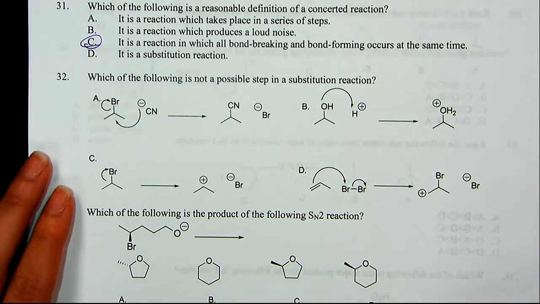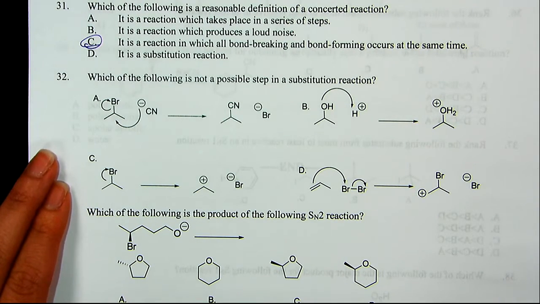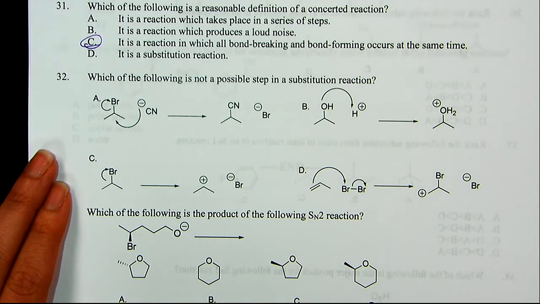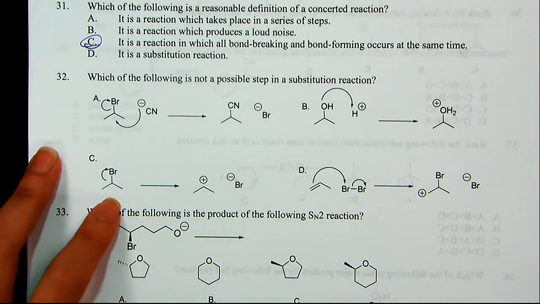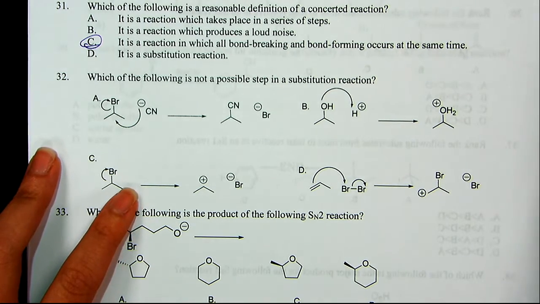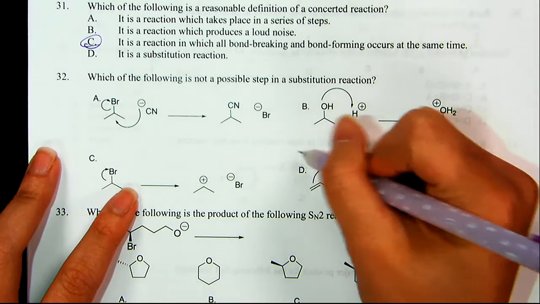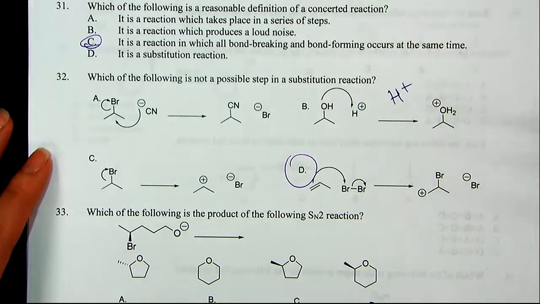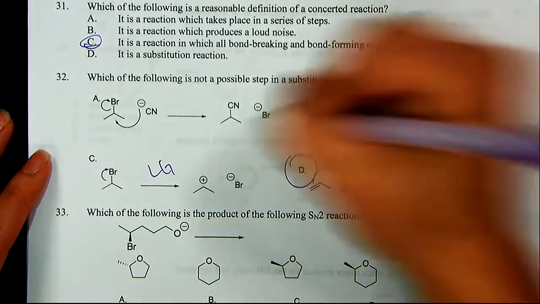Which of the following is not a possible step in a substitution reaction? Here we have attacking of the nucleophile and also loss of the leaving group. That's fine. So that can happen in a substitution reaction. We can have a proton transfer in a substitution reaction. We could have a loss of the leaving group, but we can't have an addition reaction in a substitution reaction. So this is not possible. So it's B, it's not a possible step in a substitution reaction. Proton transfer, loss of the leaving group, and nucleophilic attack are possible.